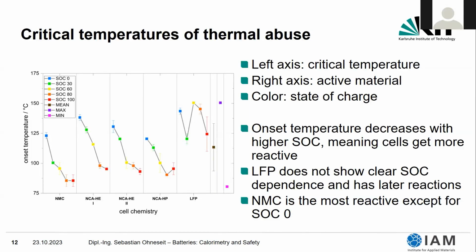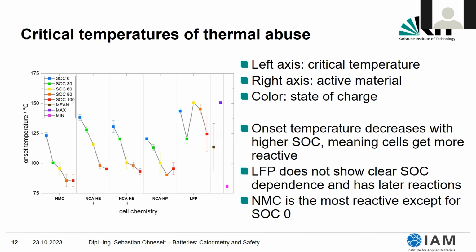What you can see in these graphs, on the left axis is always a critical temperature. Here it's the onset temperature. And on the right axis, you can see the different cell chemistries compared. In color are the different states of charge. And there's also over all cells a mean, a maximum, and a minimum given on the side.